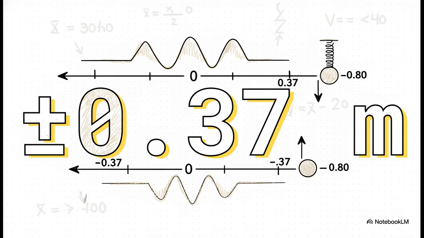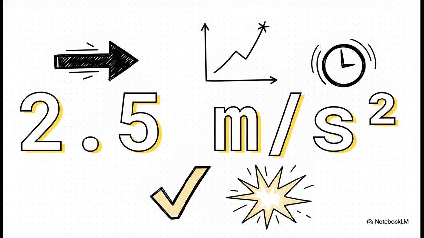And just as we suspected, look at that. It's not at the center, which was 0, and it's not at the end, which was 0.80. It's somewhere in between. And for the final answer, we take this special displacement and plug it back into our original equation for total acceleration. And the result? 2.5 meters per second squared. And notice, that is indeed lower than the 2.6 we found at the center. So we've confirmed it really is the minimum.